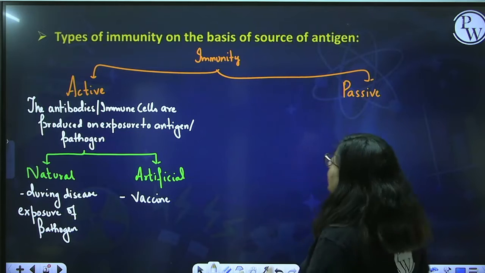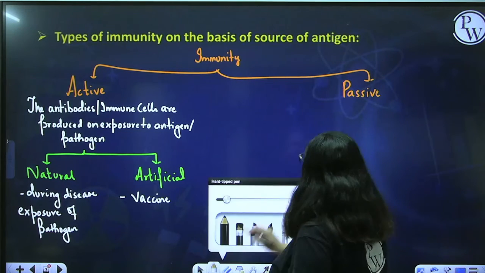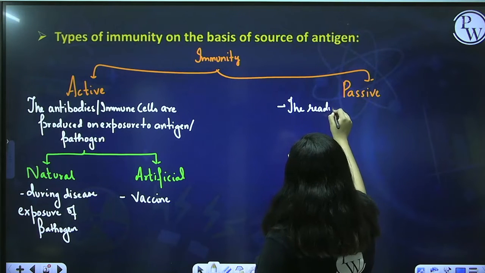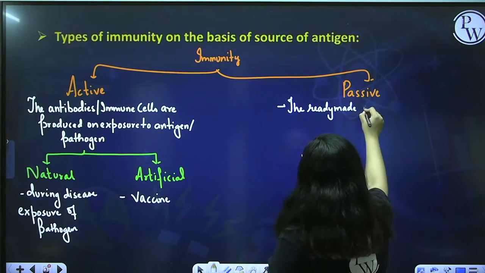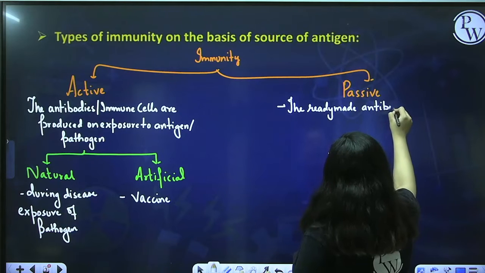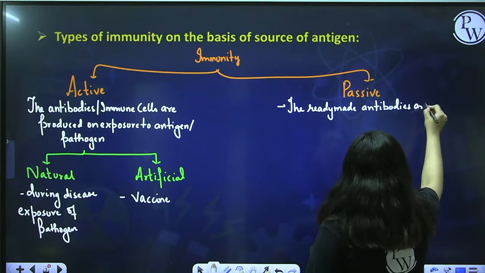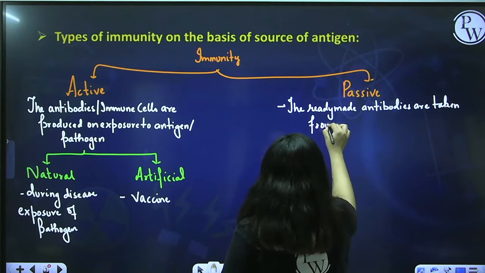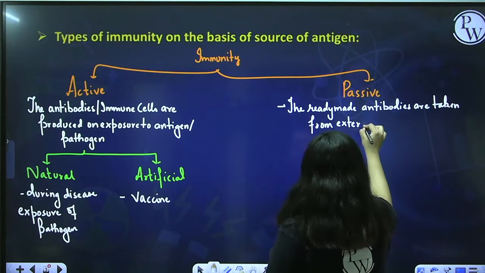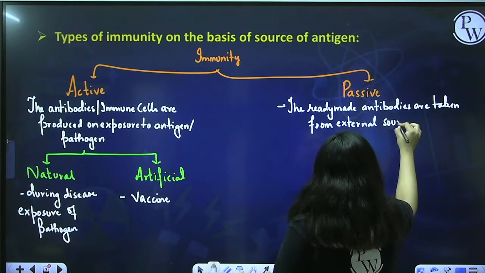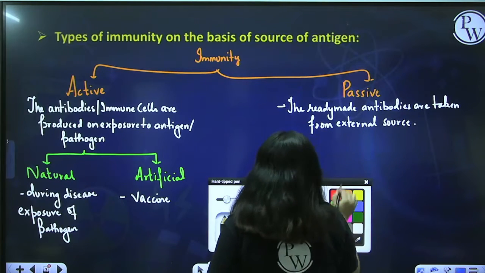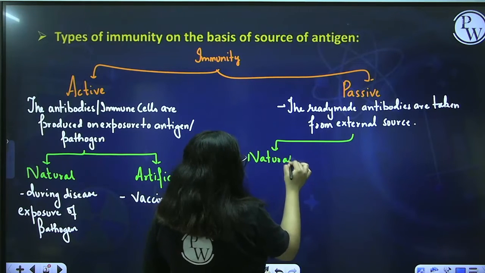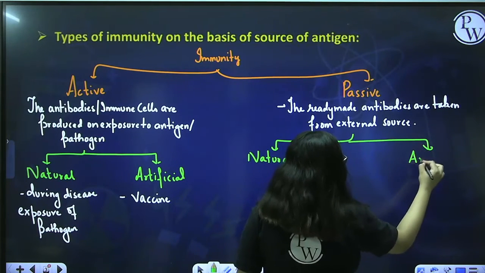Okay. Then we have the passive. In passive immunity, the ready-made antibodies are taken from an external source. How? This is also of two types. One is natural, another is artificial. You know the example of natural.